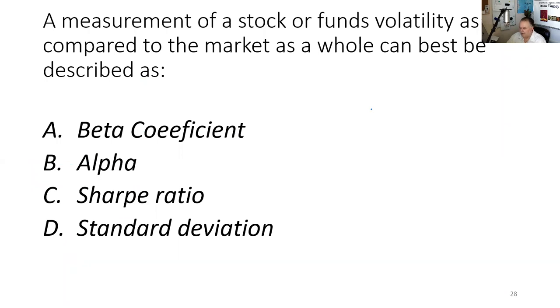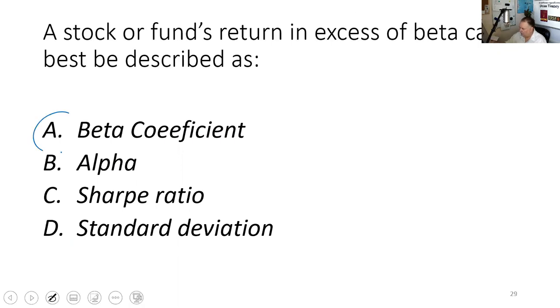Here we go. So again, I'm not asking you to do the math. I'm asking you to recognize the math. A measurement of a stock or fund's volatility as compared to the market as a whole can best be described as... that is very much a test question. I can't imagine any draw. Sometimes they just say beta, not beta coefficient, but that's very testable.